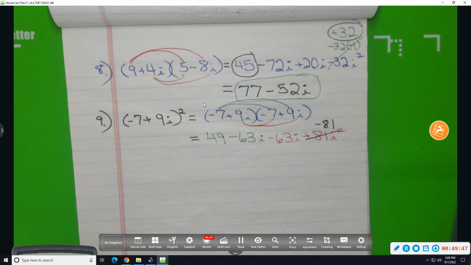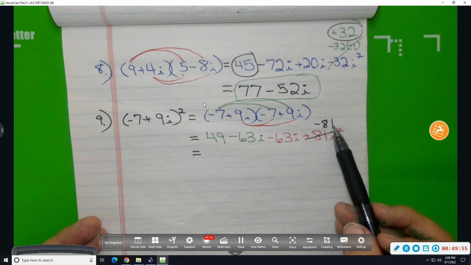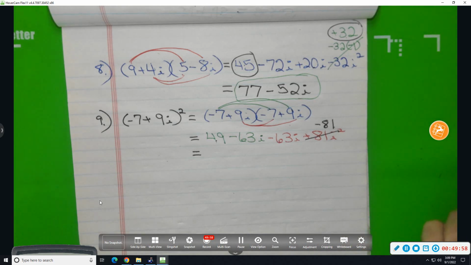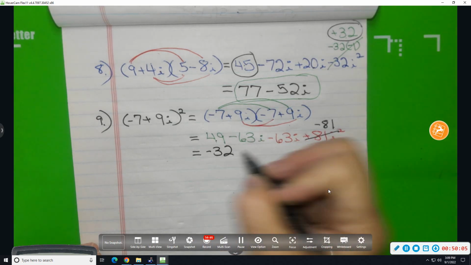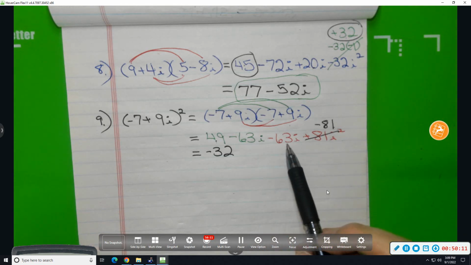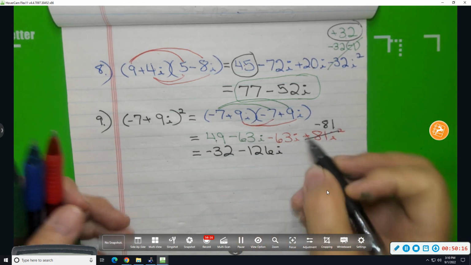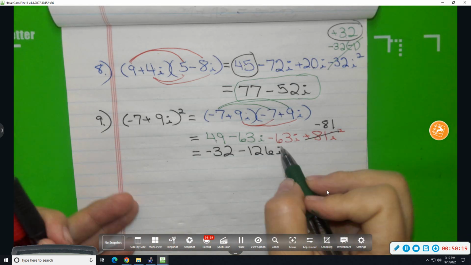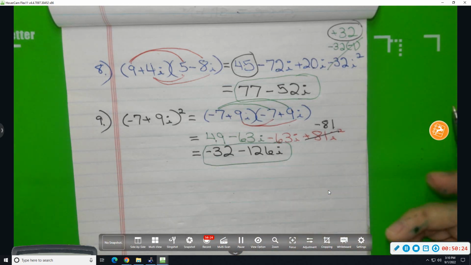So now we can combine like terms. Combine the things that don't have i. 49 minus 81. That's going to give me a negative 32. Okay, negative 63i minus 63i. Yep, you're right. Negative 126i for my final answer. Any questions there? Negative 32 minus 126i.